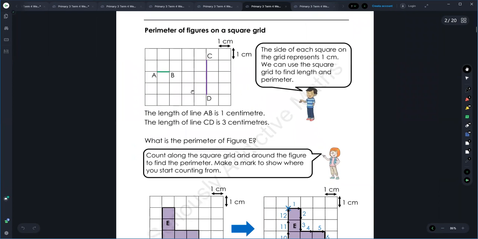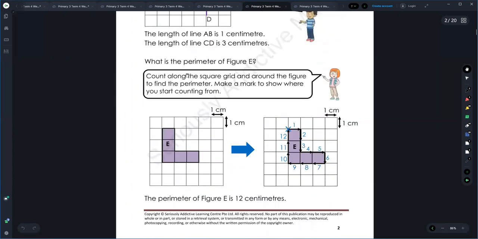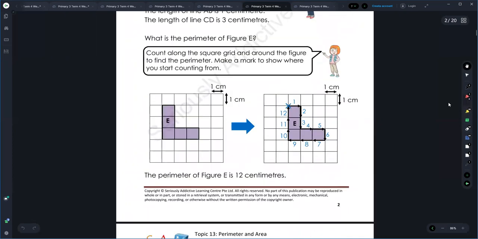All right, and then perimeter of figures on the square grid. Okay, so here, demonstrate to them how the square grid is used to count the length. Each of these units here is considered 1 cm. So 1, 2, 3 cm. CD is 3 cm. AB is 1 cm. Now, of course, you have other questions like once it's in a figure, how do they count?